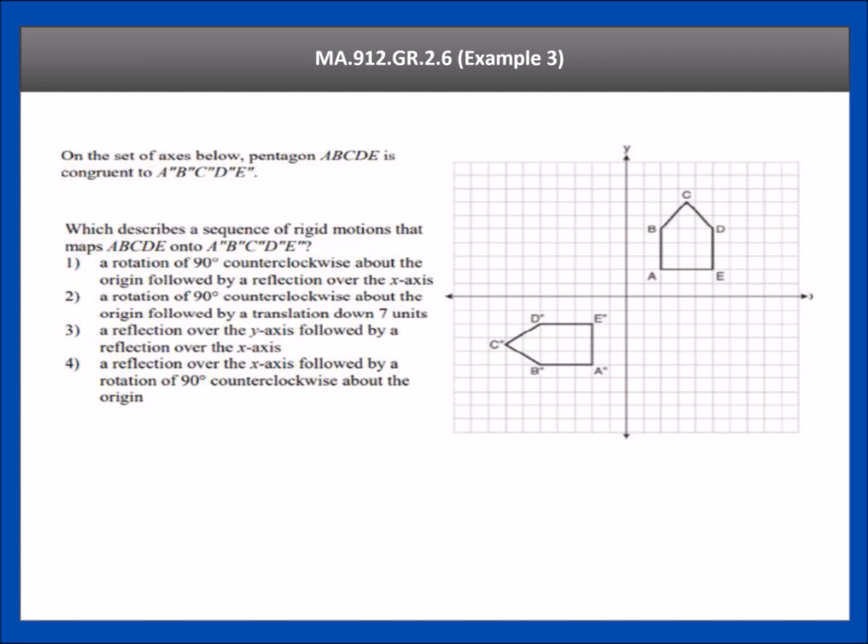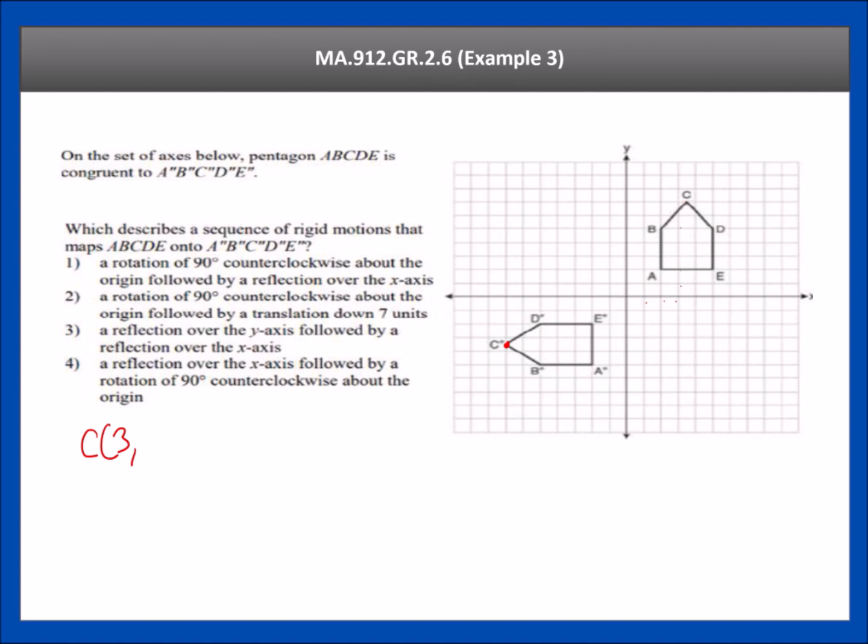Okay, so example 3. On the set of axes below, pentagon ABCDE is congruent to A double prime, B double prime, C double prime, and so on. So we want to figure out how to get from here to here, basically. All right, so let's take a look at the coordinates. So we know that C needs to go to C double prime. So let's start with C. So the coordinates of C are 3, comma, and then 1, 2, 3, 4, 5.